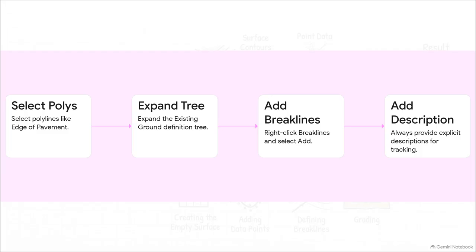Now, here is a massive pro tip. Always, always provide explicit descriptions when the prompt comes up. Seriously, don't skip that box. When you're managing massive project files with dozens of surfaces down the road, knowing exactly what breakline represents what feature is absolutely going to save your life.